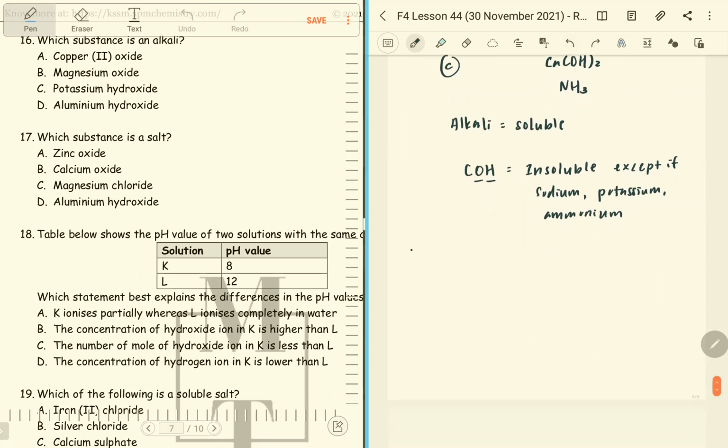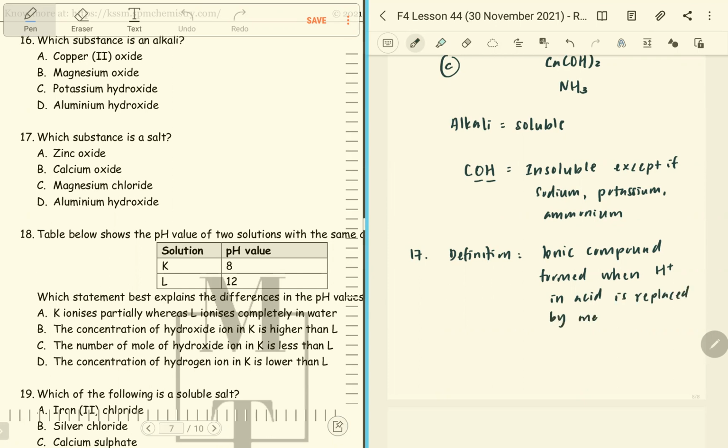So question number 17. This one is a bit tricky because of the way they ask it: which substance is a salt? Technically, you would think that everything is a salt here, but what they are actually asking is by the definition of salt. The definition of salt is an ionic compound formed when the H plus in the acid is replaced by something else. The something else is usually just a metal ion or ammonium ion.